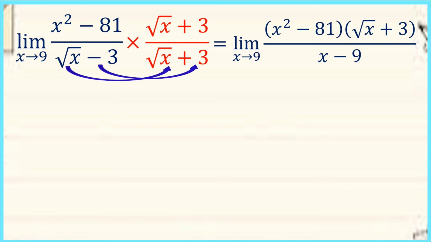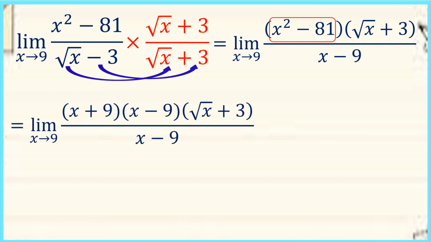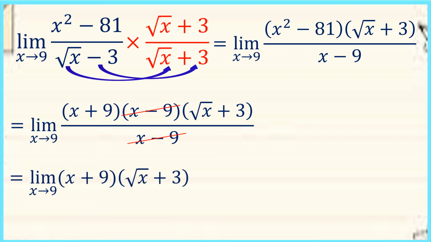So from here, we will be getting limit of x squared minus 81 times the square root of x plus 3 over x minus 9 as x approaches 9. And then, simplifying further, we are going to factor x squared minus 81, the difference of two squares. So we will be getting the factors x plus 9 and x minus 9. From here, we are going to cancel x minus 9 and x minus 9. It will be equal to 1. So we will be getting limit x plus 9 times square root of x plus 3 as x approaches 9.